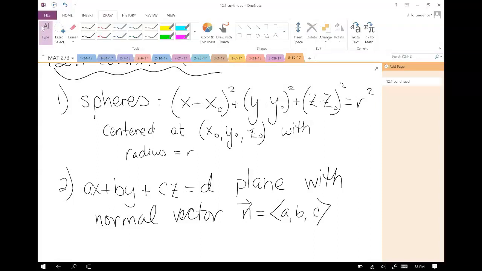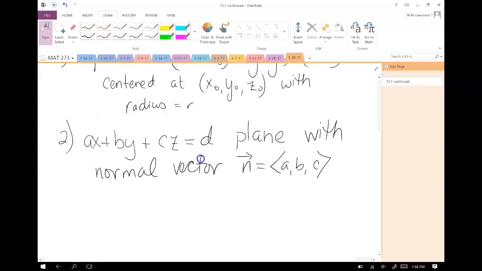So the sphere, everything is squared and added together with the same coefficient. The plane, everything is linear and added together. So if we start playing with only squaring some of them or changing some of the additions to subtractions, it's going to change completely what these surfaces look like.